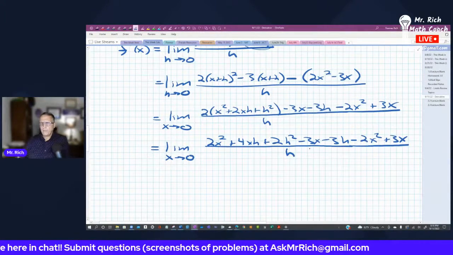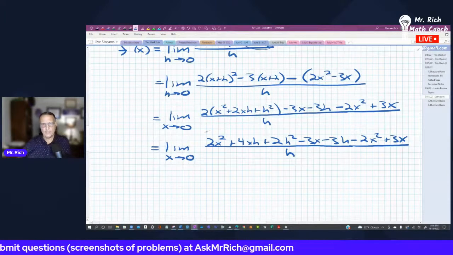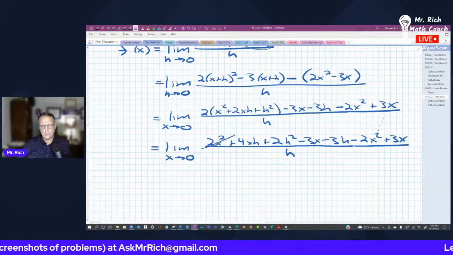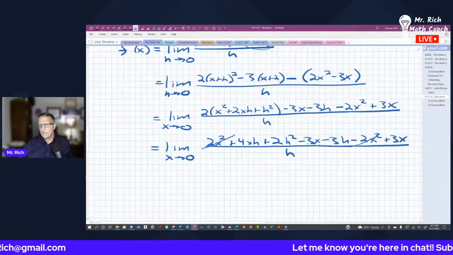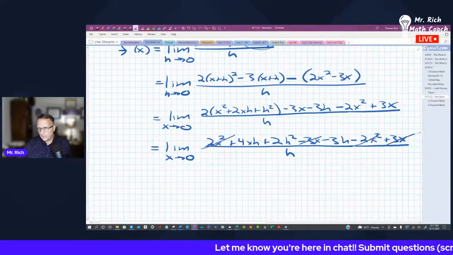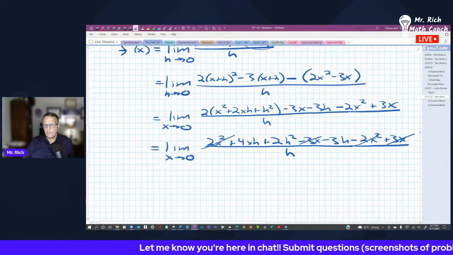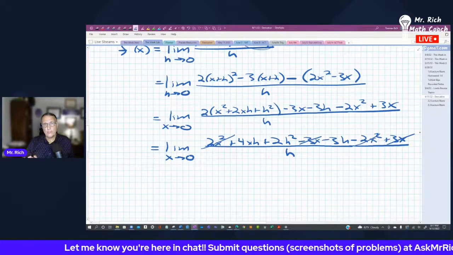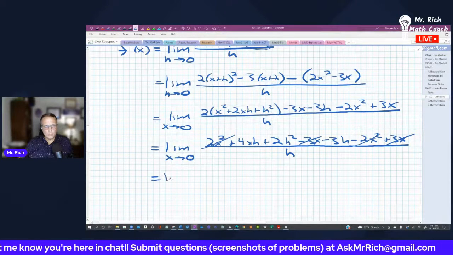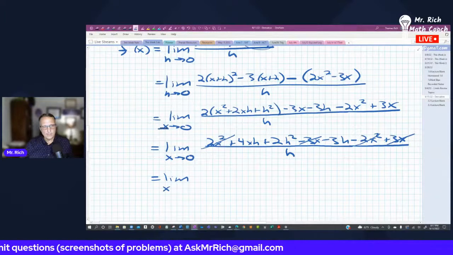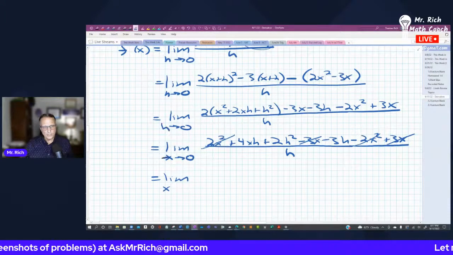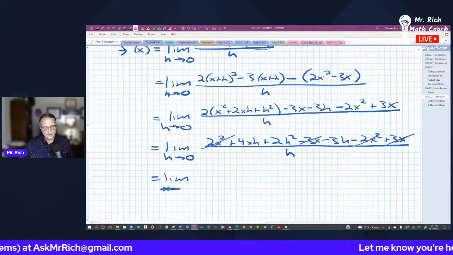Now what happens here is there's going to be quite a bit of cancellation going on. So you can see that this 2x squared and -2x squared cancel. I have a -3x and a positive 3x. What I'm left with are 3 terms in the numerator. So I am going to write this down. And this is not x, this is h, as h goes to 0. Okay, we're letting h go to 0.